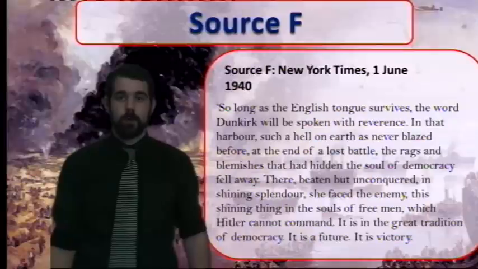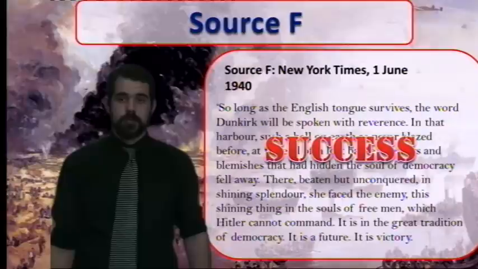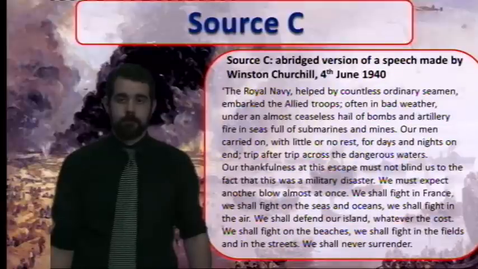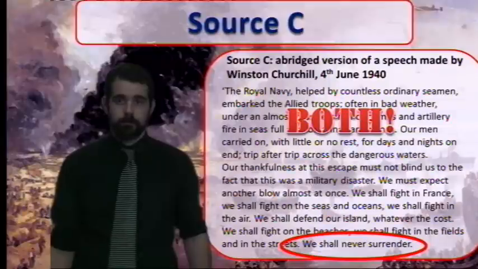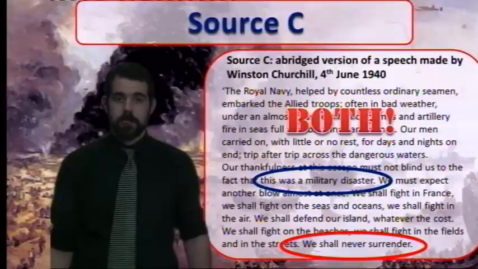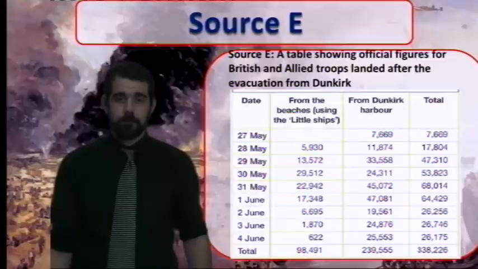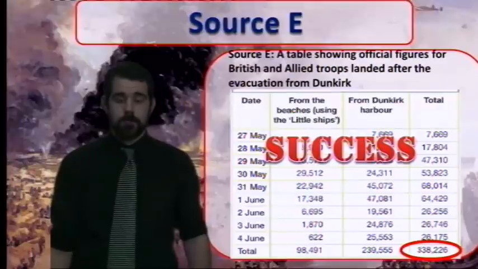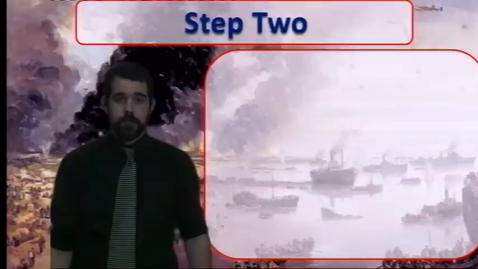So, which quote to use also? You can pause, you can read. This source suggests it's a success, and that's the quote I'm going to use to prove it. Source C. Again, you can pause and read this Churchill speech. This suggests both. We shall never surrender is an indication of defiance. That's a success of Dunkirk. However, he does say this was a military disaster. So I can use this source on both sides of the argument. This source is a success because it's showing me that a massive number of people were rescued from the beaches at Dunkirk. So I've looked at the sources and I've worked out what side of the argument they support.